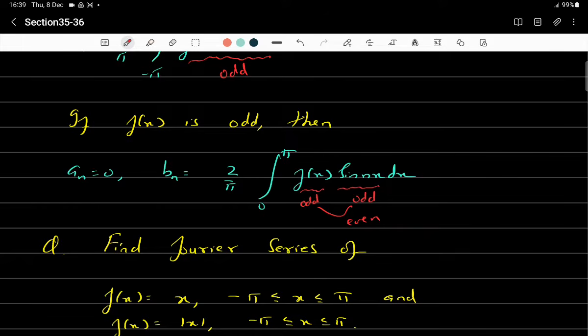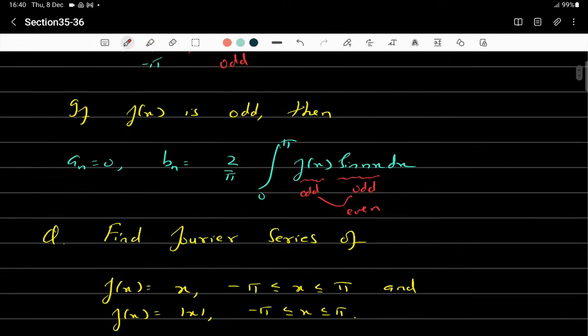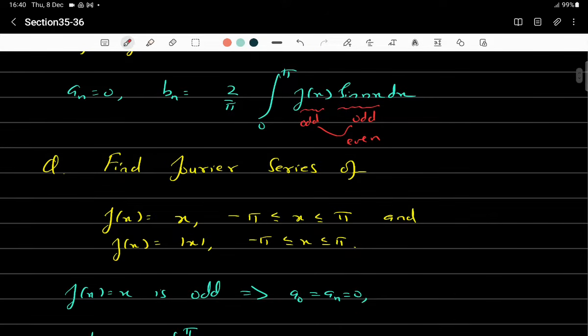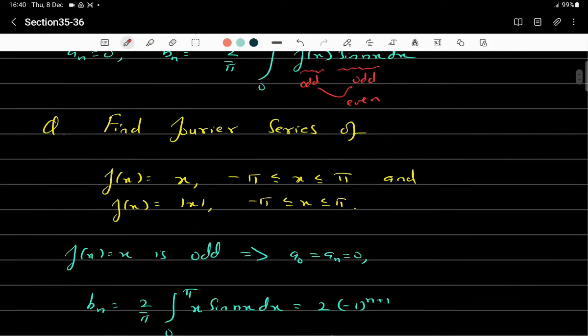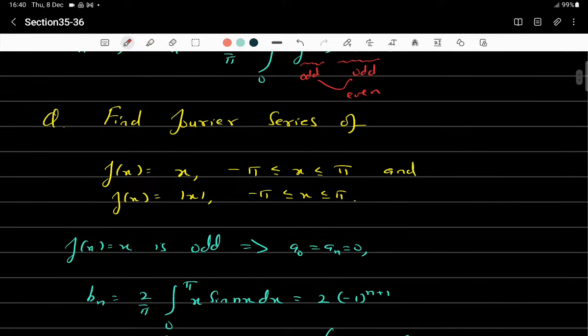So let's compute the Fourier series of f of x is equal to x and f of x is equal to mod x. Please do try to solve it by yourself. The first thing to observe here is that f of x is equal to x is odd, which means an would be 0, and f of x is equal to mod x is even, which means bn would be 0. So f of x is odd, therefore a naught and an are 0, and your bn would be 2 by pi integral 0 to pi x sin nx dx.